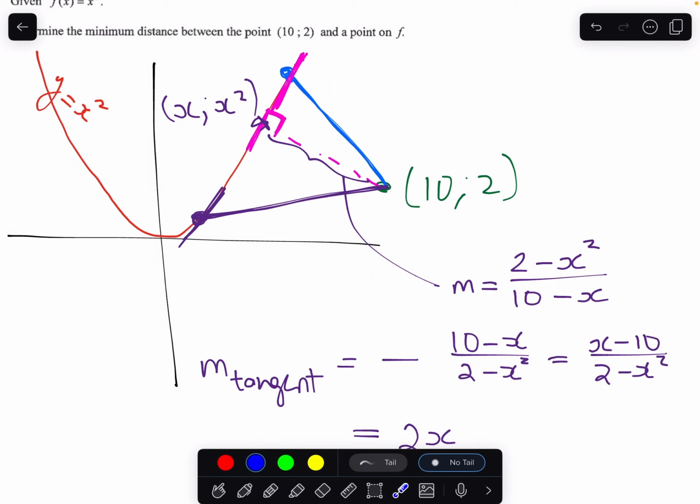So we've said, in general, the gradient of the line connecting this point with any point on the parabola is given by this. Now we are looking for a point such that the gradient of the tangent is the negated reciprocal of that, i.e. the tangent is perpendicular to this line, and it must fit the expression that describes the gradient of any tangent to the parabola, which is this.